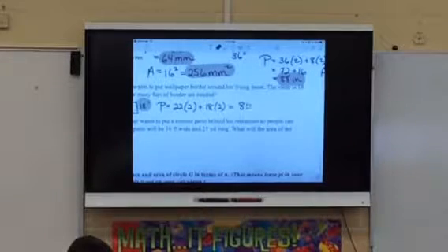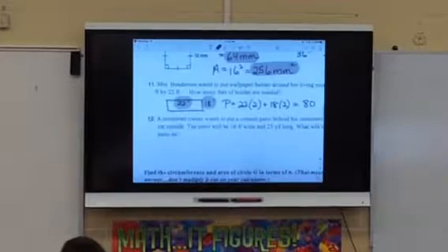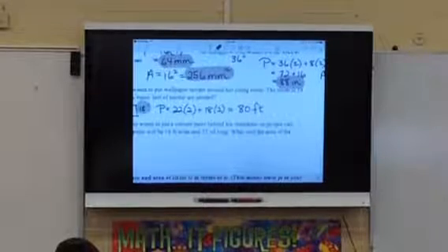So this should come out to be 80, and it would be in feet. We're doing a perimeter, it would be in feet.